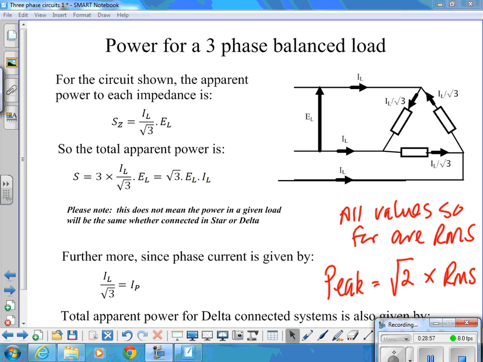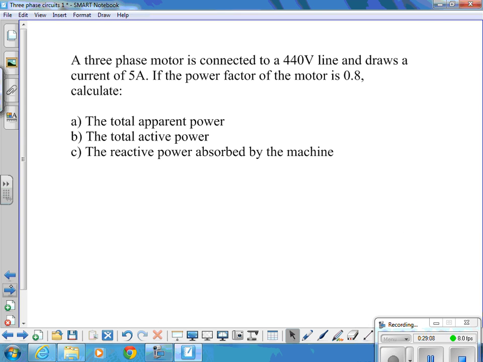So what we'll do now is we'll have a look at 2 or 3 problems, and then we'll take our customary break, I would expect. First of all, a 3-phase motor connected to a 440 volt line draws a current of 5 amps. The power factor of the motor is 0.8. Calculate A, the total apparent power, B, the total active power, and C, the reactive power absorbed by the machine. How are we going to do that? What's the plan of action?